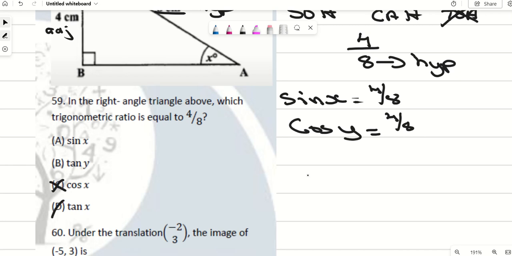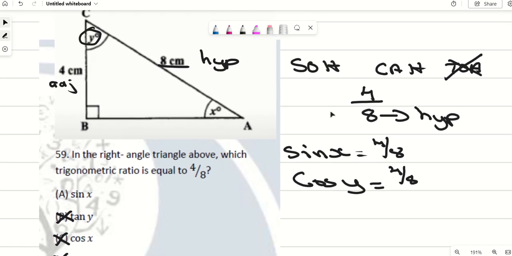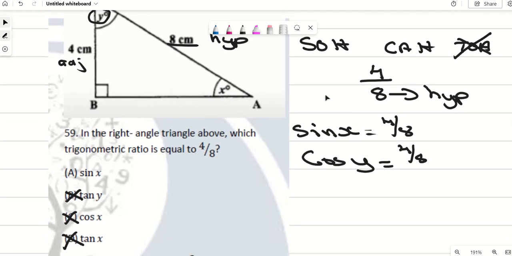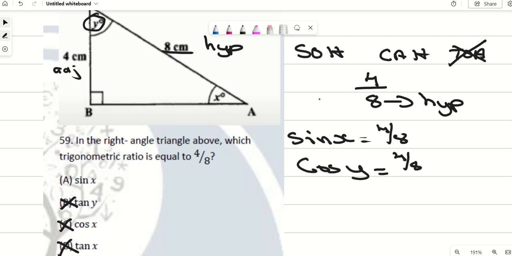I told you it's not tan, because none of these is opposite over adjacent. This long line here is the hypotenuse, so definitely it's not tan. So it's either sine or cos. If it was sine X, using X as our angle, our opposite would be 4 and our hypotenuse would be 8. If we're using Y, 4 now becomes our adjacent, and the hypotenuse is the same. But we said it's not cos Y. We don't have cos Y, we have cos X. So your answer is E.